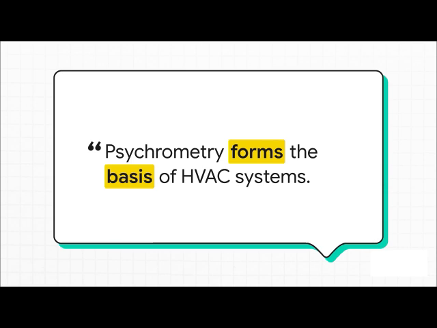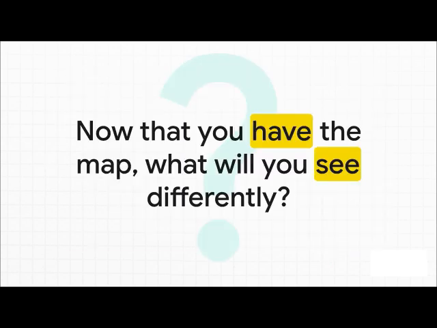Look, the main takeaway here is simple. Psychrometry isn't some obscure, minor detail. It is the fundamental basis of heating, ventilation, and air conditioning. Every single time you walk into a climate-controlled building and feel that wave of comfort, you are experiencing the practical result of this chart. So next time you feel a cool breeze, or you see your breath on a cold day, or you step out of the sweltering heat into a cool room, just remember the secret map of the air. It's not empty space around you, it's full of information. Now that you have the map, what will you see differently?